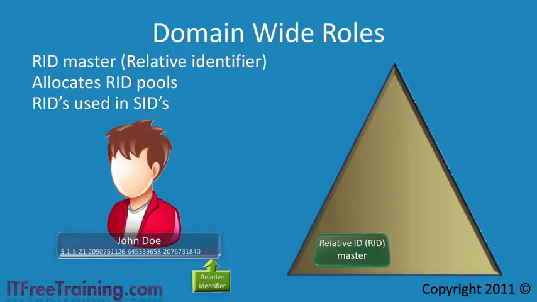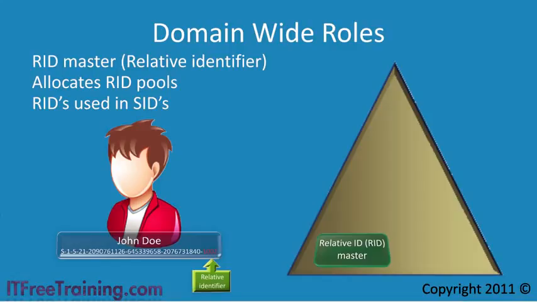If you delete a user or an object in Active Directory, that SID is lost. Even if you straight away create a new user account with the same name, the SID will be different, and thus the new user account will not have any of the access that the old user account had. The RID master gives out relative IDs which are part of the SID.